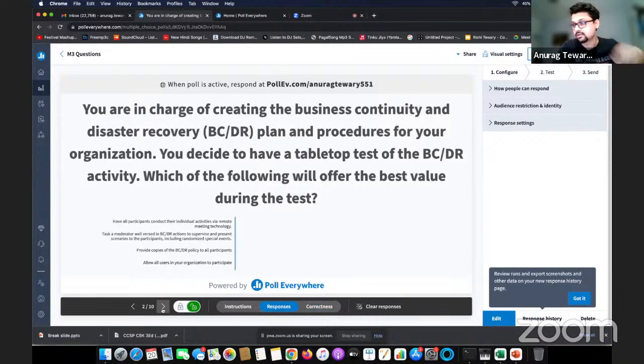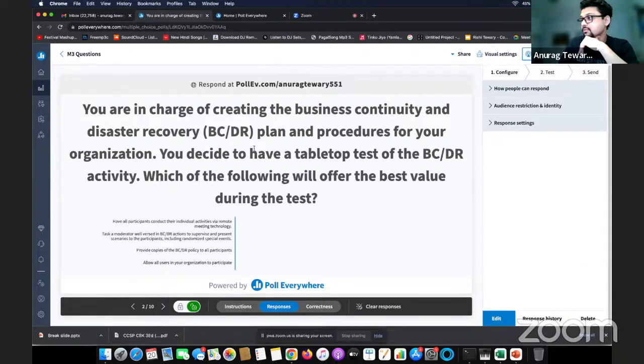Let's move to the next one. You are in charge of creating the business continuity and DR plan and procedures for your organization. You decide to have a tabletop test of the BCDR activity. Which of the following will offer the best value during the test? Those who are on this particular site can answer this question. I hope you can see it on your screen now as well. Any responses on it? I'm not seeing any response. Any thoughts on this one? When you're doing a tabletop test of a BCDR activity, which of the following will offer the best value during the test?